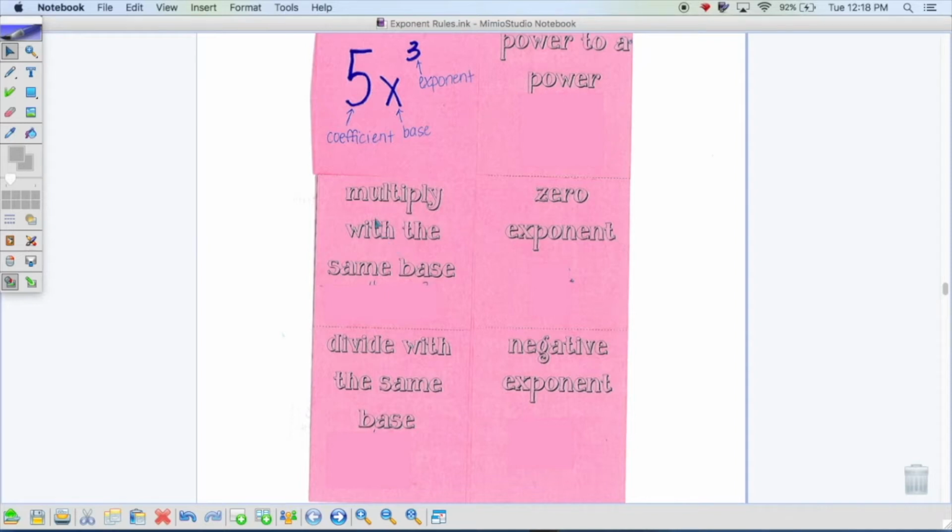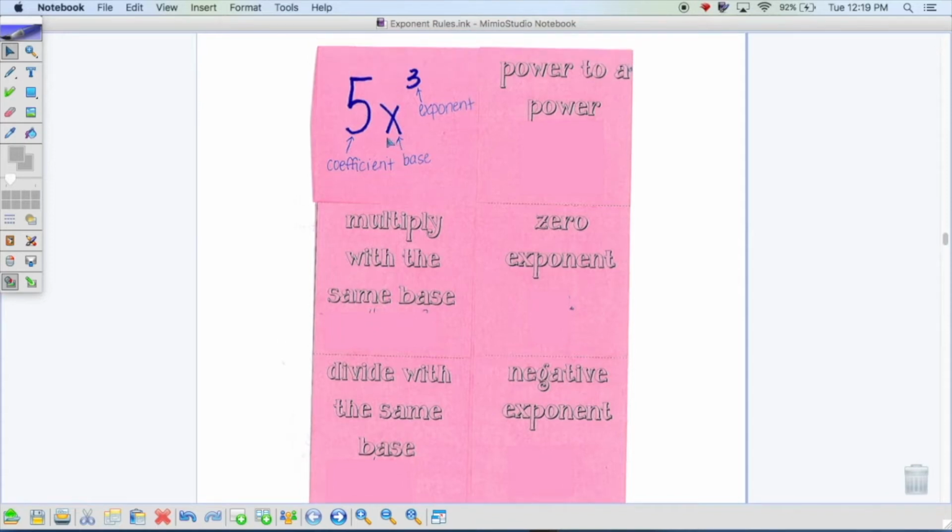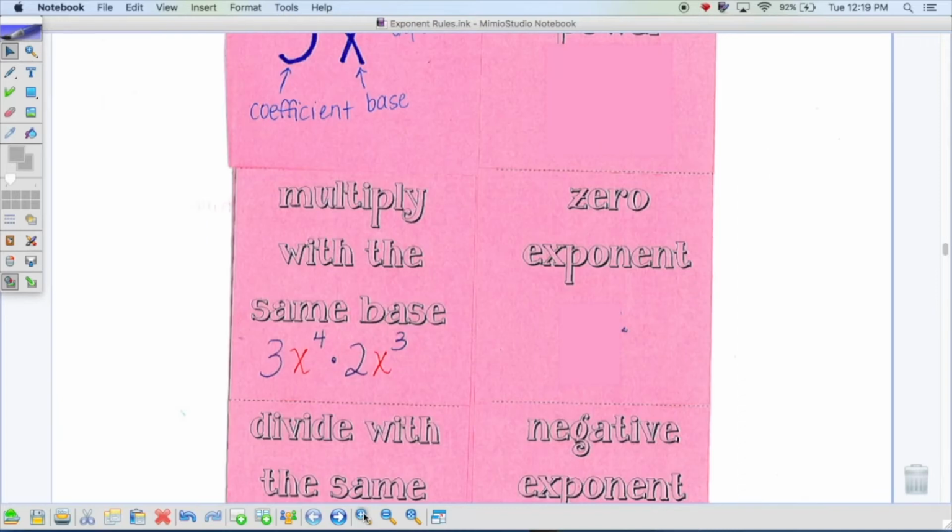Some of the problems we will do will be where we have to multiply with the same base. Okay, so looking at the base, that would mean they both have a base like this. An example of a problem like that, and you could write that, would be 3x to the 4th times 2x to the 3rd power. That's an example of multiplying with the same base. We can see these bases are the same. The coefficients and the exponents do not have to be the same.